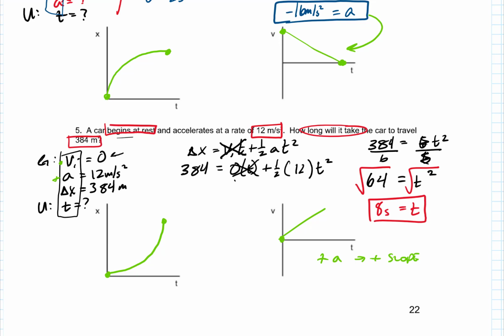The other way we can do that is by looking here at the velocity. Initially the velocity equals 0, so initially the slope has to equal 0. At the end, the velocity is positive, so at the end we have positive slope. So my slope is going to have to change from a 0 slope to a positive slope.